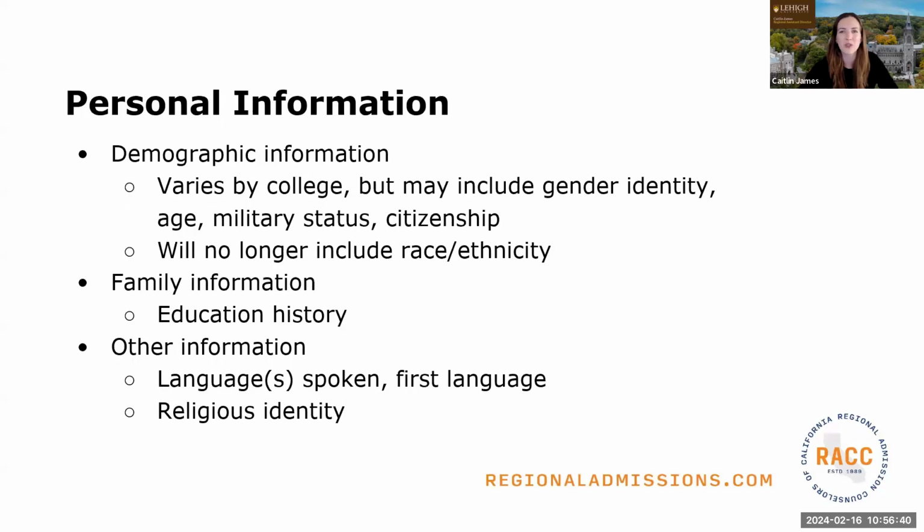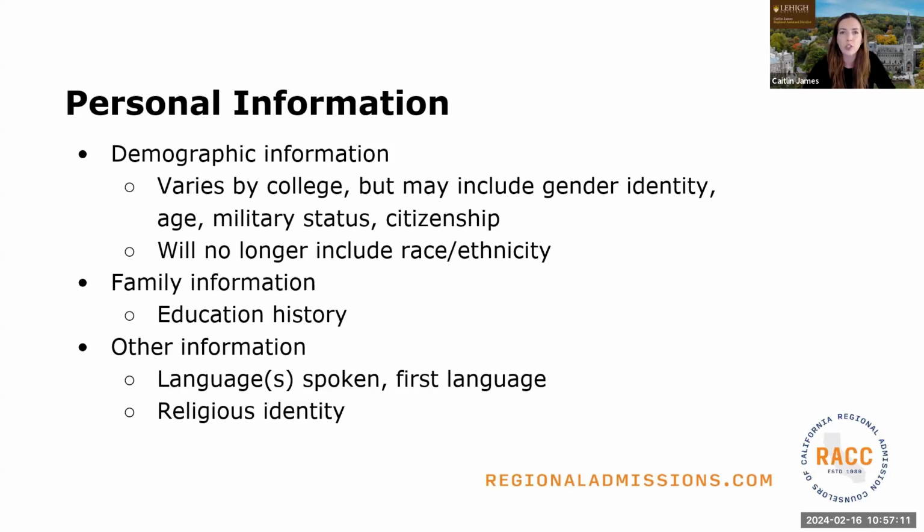All right, so first, personal information. We're going to look at some of the demographic information. It varies by college, but might include gender identity, age, military status, so whether you might be a dependent or thinking about going into the armed forces, your citizenship, how long you've been in the United States as well. It no longer includes race or ethnicity, but as I mentioned, that is something that we are able to see on a student's profile before you apply and after, when we have our admitted classes. So those are things that we can still consider.